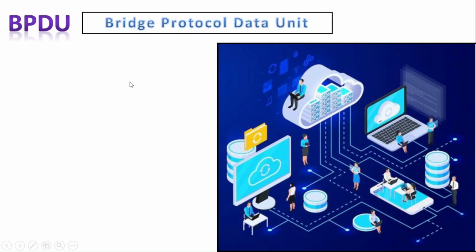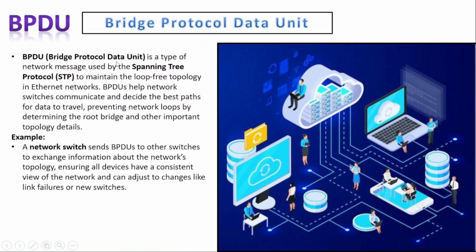BPDU, that is Bridge Protocol Data Unit. So BPDU, Bridge Protocol Data Unit, is a type of network message used by Spanning Tree Protocol (STP) to maintain the loop-free topology in Ethernet networks. BPDUs help network switches communicate and decide the best paths for data to travel, preventing network loops by determining the root bridge and other important topology details.